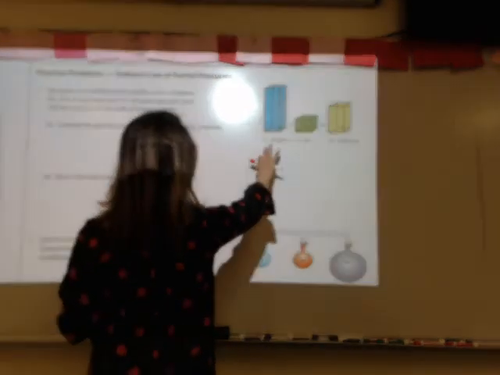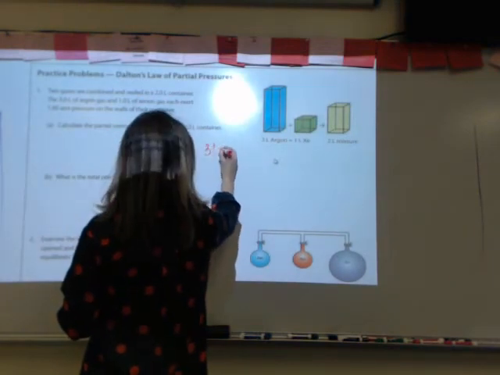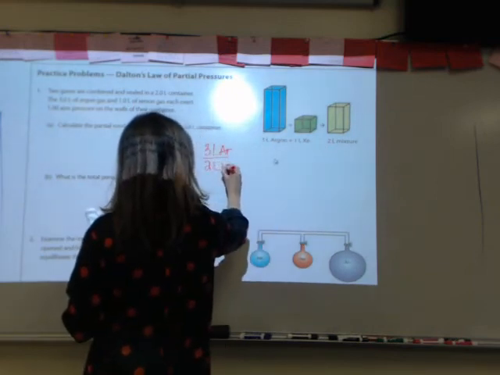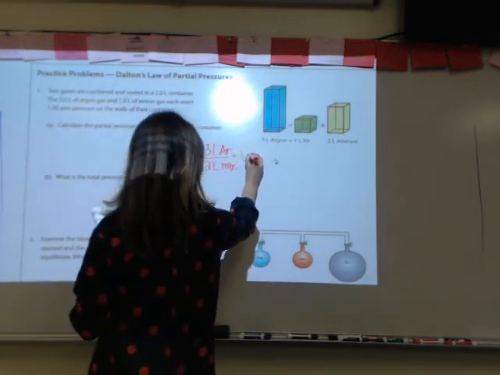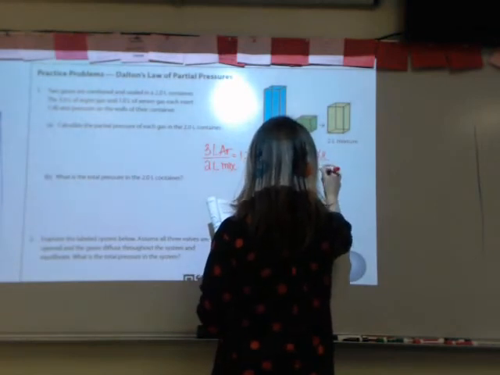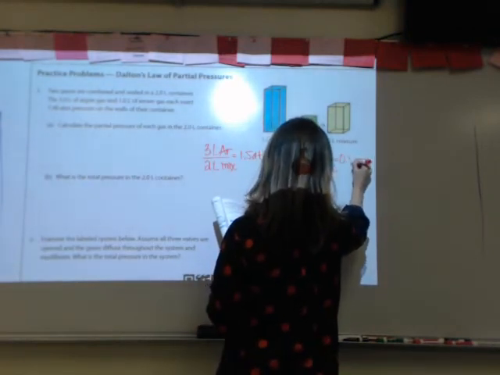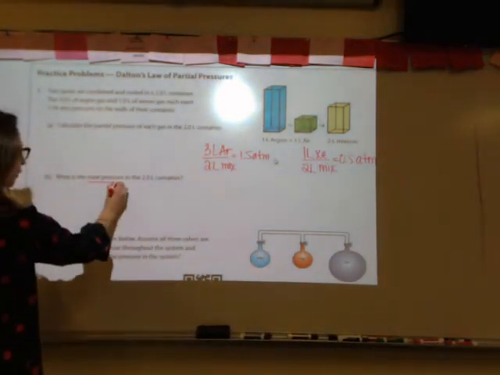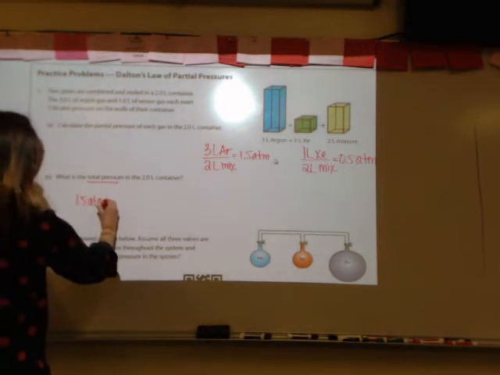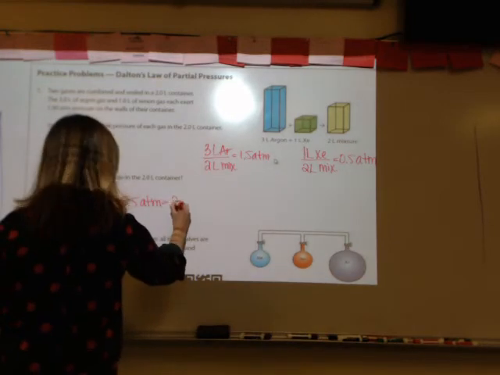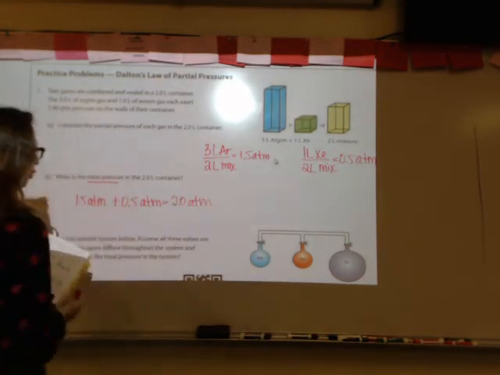Well, if I look at the ratios, 3 liters of argon gas in a 2-liter mixture is going to be 1.5 atmospheres for argon. If I'm talking about xenon, I have a liter of xenon in a 2-liter mixture. This is going to be 0.5 atmospheres for xenon. What is the total pressure in the 2-liter container? Well, 1.5 atmospheres for argon plus 0.5 atmospheres for xenon is going to be 2.0 atmospheres for the total pressure.